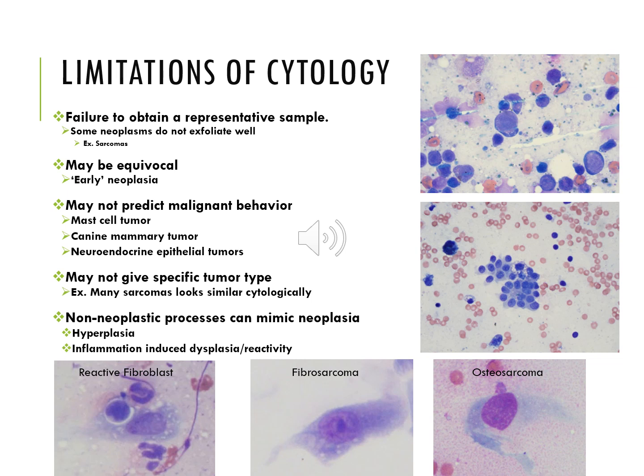One other issue that we come across is that cytologic criteria of malignancy do not always predict malignant behavior. There are some tumors which look pretty normal on cytology. They have very few criteria of malignancy, such as neuroendocrine epithelial tumors, canine mammary tumors, and some mast cell tumors. They can look really well differentiated, have very few criteria of malignancy, but behave very aggressively. So that's something to keep in mind.